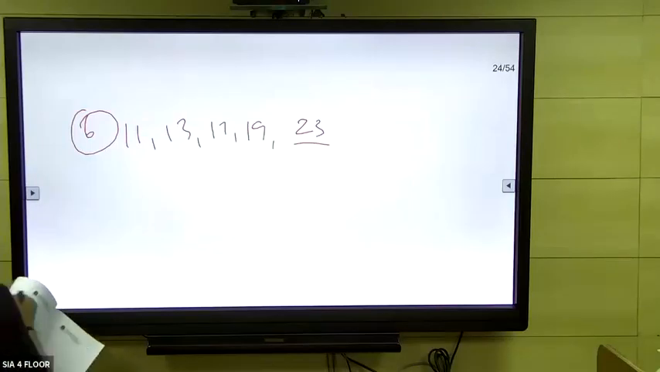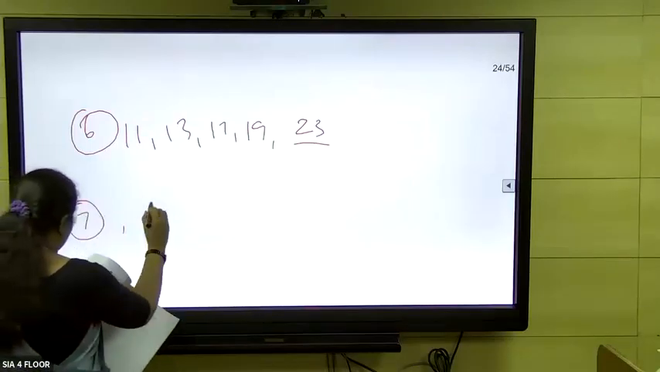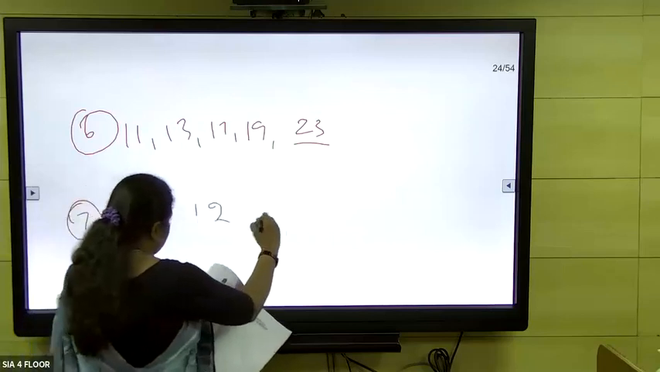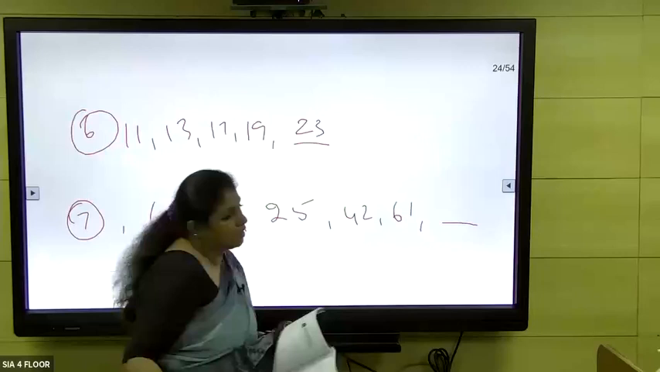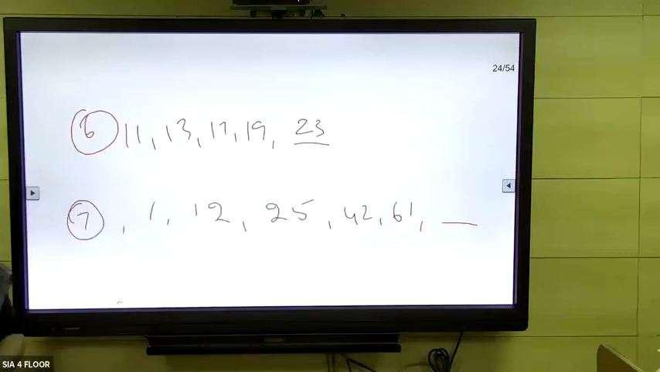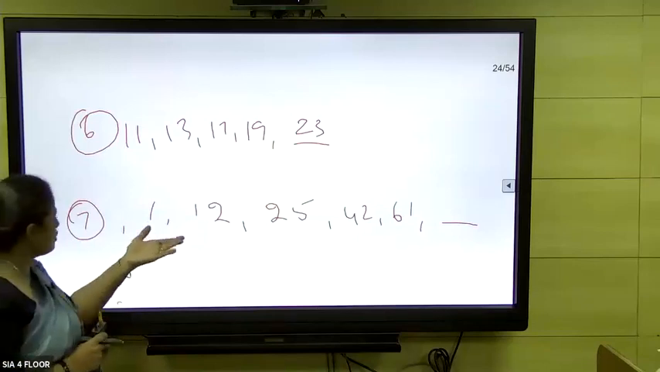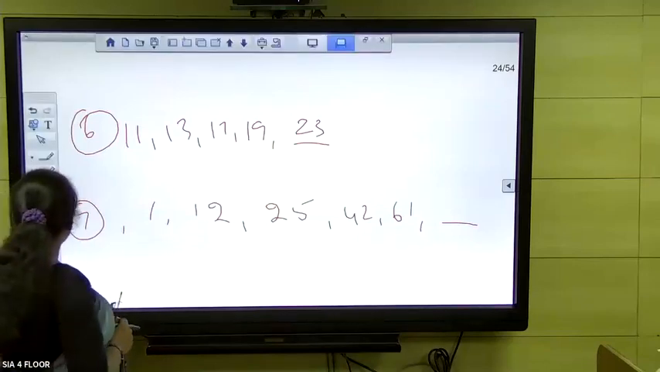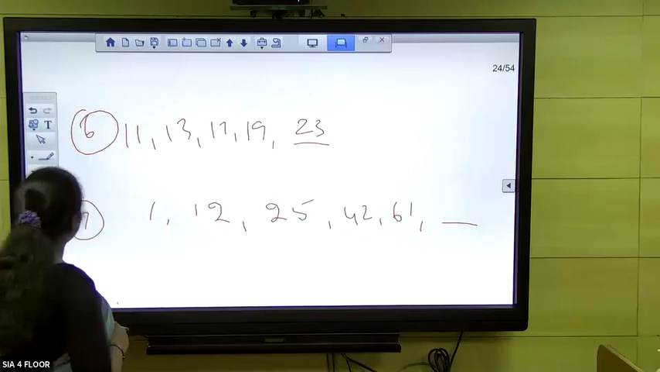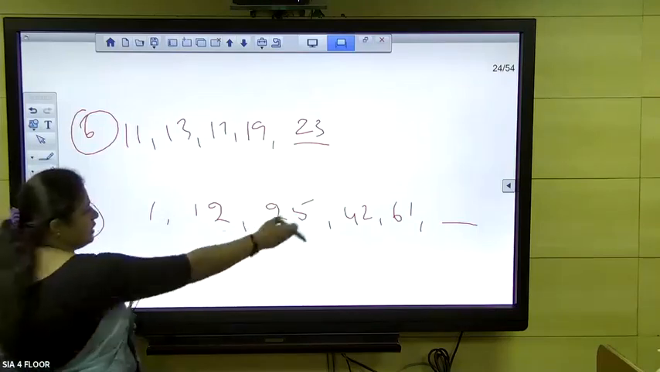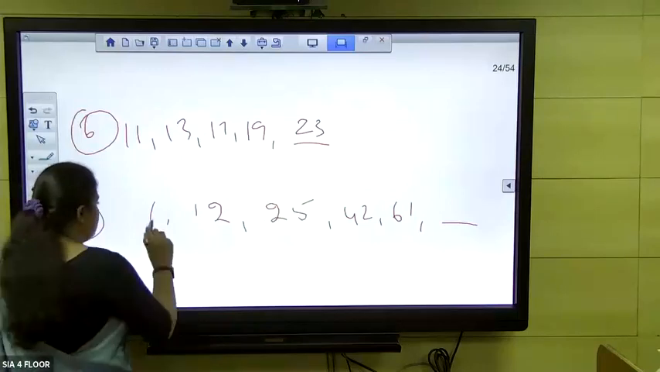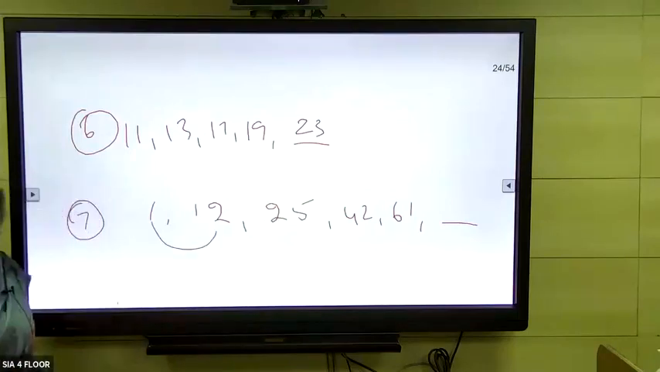Have a look at the seventh one. 1, 12, 25, 42, 61. So I'm just seeing these numbers. These numbers are not prime. These numbers are not squares. These numbers are not cubes, and it's not related to any of those. So I'm just taking the difference. So it's increasing. Whatever may be the case, you try to take the difference.